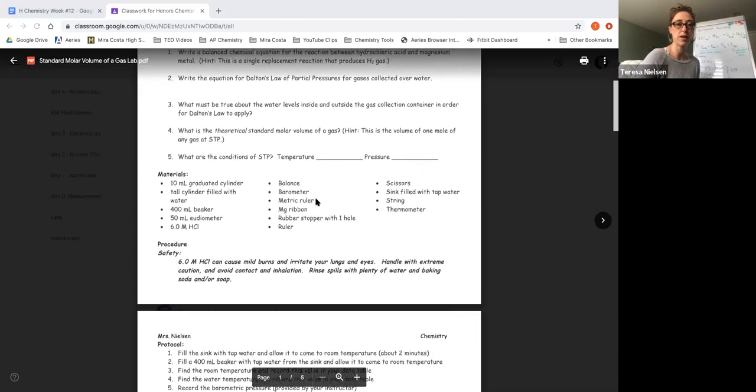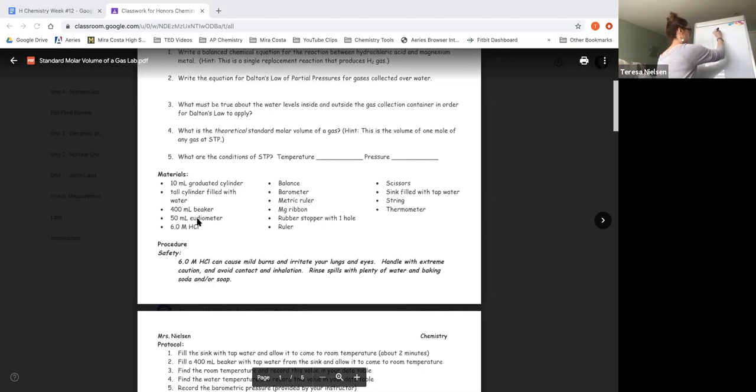So next you would have these materials. I'd give you a graduated cylinder, a tall cylinder filled with water, a beaker. A eudiometer is something that you haven't worked with yet. A eudiometer is basically like an upside down, well, it's like a big test tube. And I guess we use it upside down. And it has volume markings on it. So you're going to see one in the video I'm about to show you.